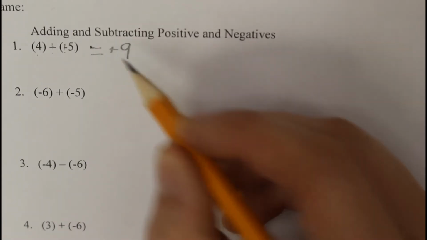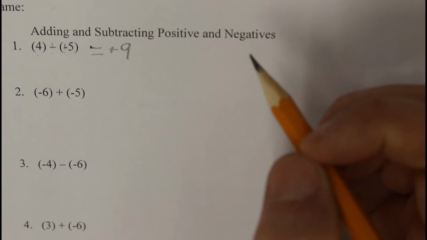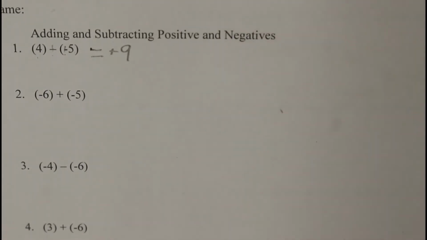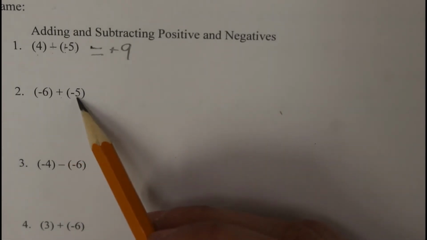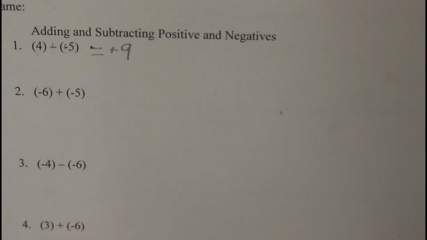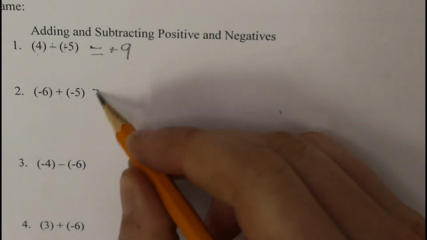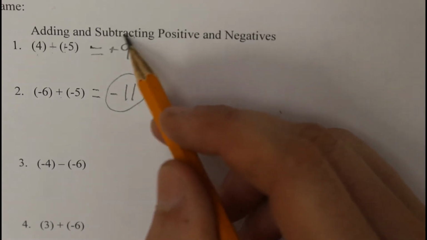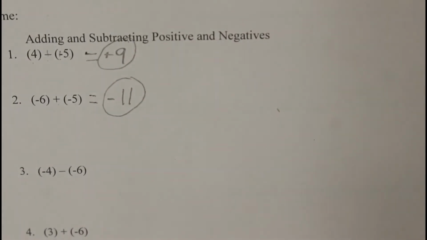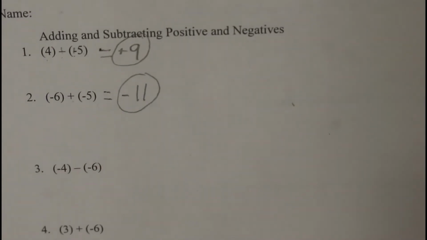I'm just going to add the positive sign. You don't need the positive sign, but just to be sure. So let's try one more. Let's say we were starting at negative 6 degrees and we added negative 5 degrees to negative 6 degrees. You go down to negative 11. So we have negative 11. I'll just circle that. So that is adding and subtracting. Not much else to talk about there.